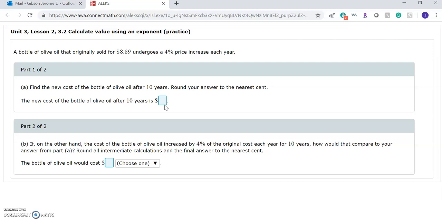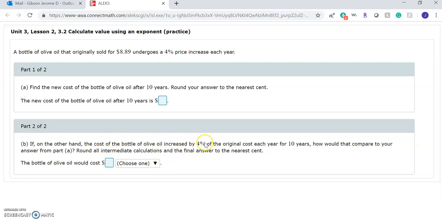Now we will go to B. Now B says, if on the other hand, the cost of the bottle of olive oil increased by 4% of the original cost each year for 10 years, how would that compare to your answer from part A? Round all intermediate calculations and the final answer to the nearest cent. Okay, the bottle of olive oil will cost, now listen, in this portion here, because it won't allow me to really click on this here, but you will put what your answer would be here, and then you will choose whether it's greater than or less than, but we will get to that.